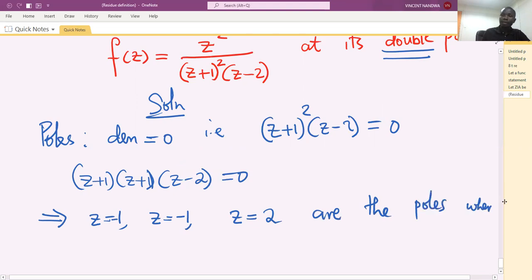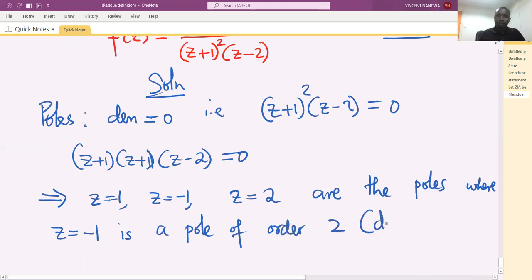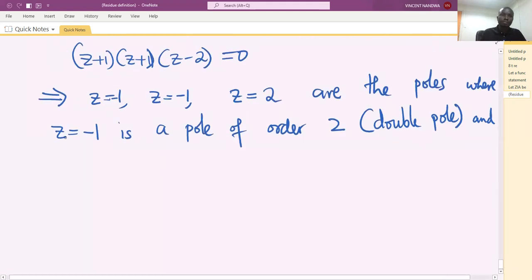where z equals negative 1 is a pole of order 2, what we call the double pole, and z equals 2 is a simple pole. So that's the first step.